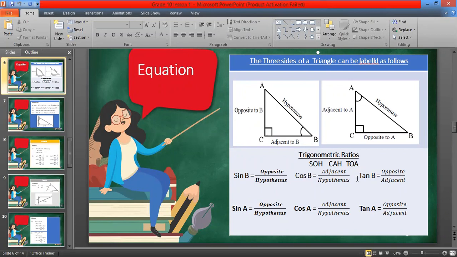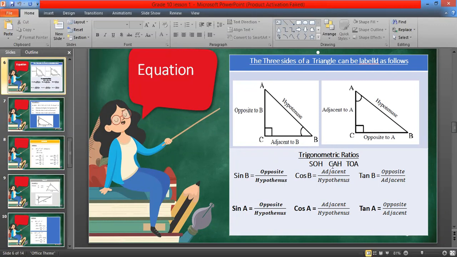The S implies the sine, which means opposite over hypotenuse. By now we know what the opposite side is: the side facing your angle. And the hypotenuse we talked about. The C implies cosine, which means adjacent over hypotenuse.